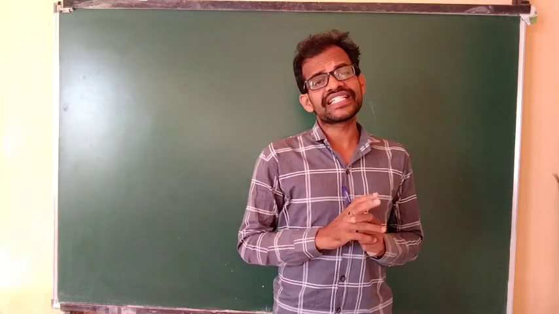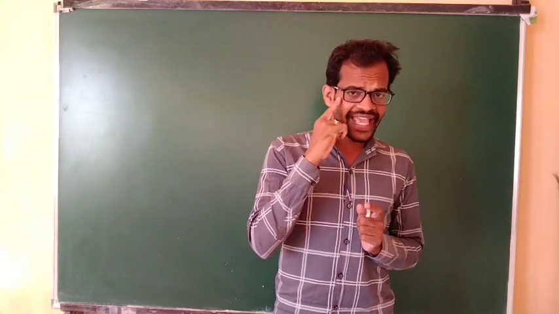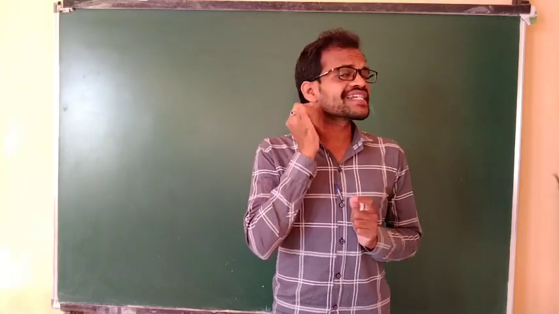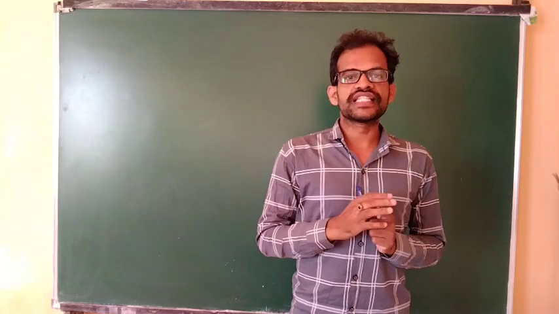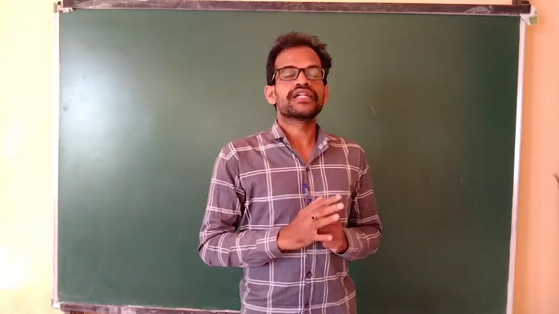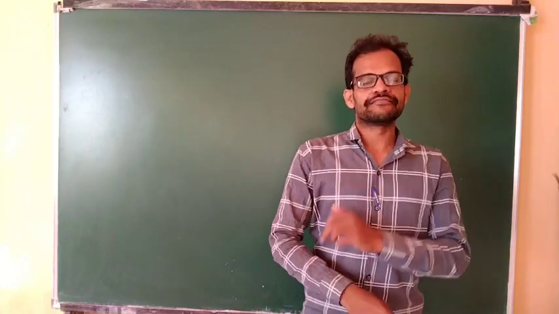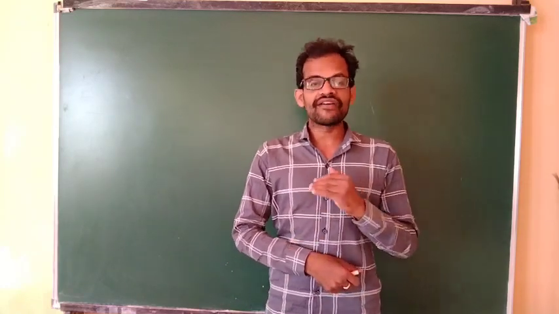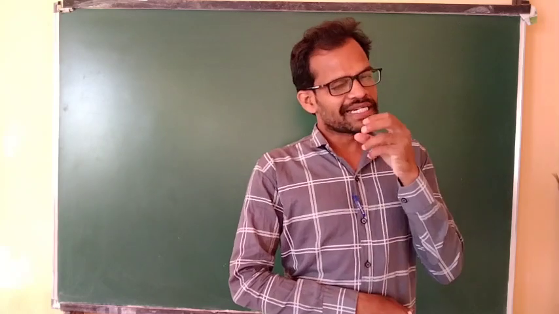What is the first sensory organ? Eye. The second sensory organ, ear. The third sensory organ, nose. The fourth sensory organ, tongue. The fifth sensory organ, skin. In our textbook, they are given in a detailed manner.